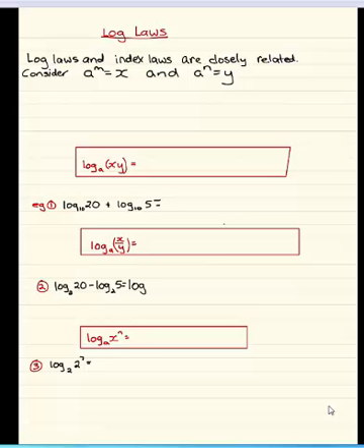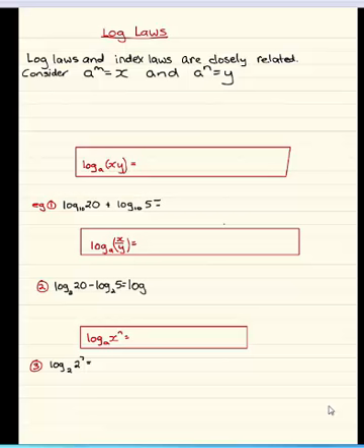As I said in class, the log laws are very closely related to the index laws. So if you can remember your index laws, then the log laws are going to be much simpler to remember. So consider this. If I have two indices, a to the power of m and a to the power of n, and I'm going to call them x and y.